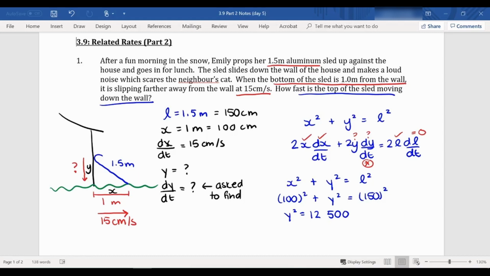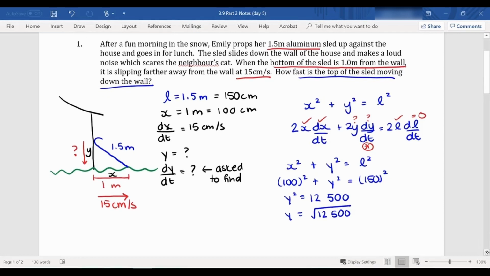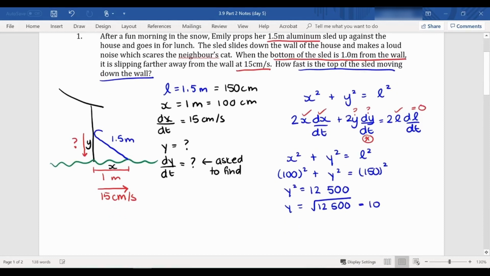Now I can't square root that nicely, but I can divide this by 100, which would give me 10 root 125. And I can divide that by 25, which gives me 50 root 5.